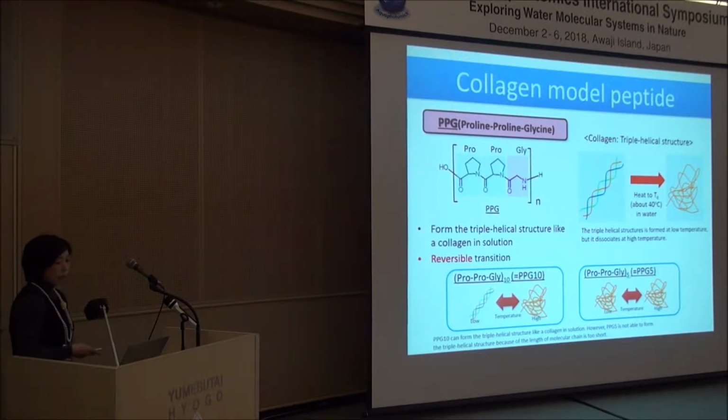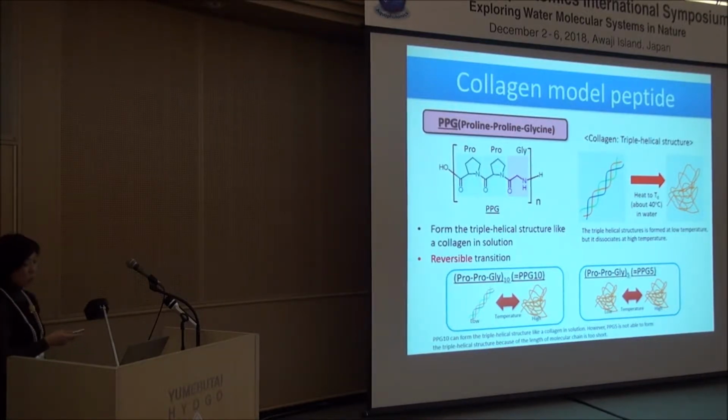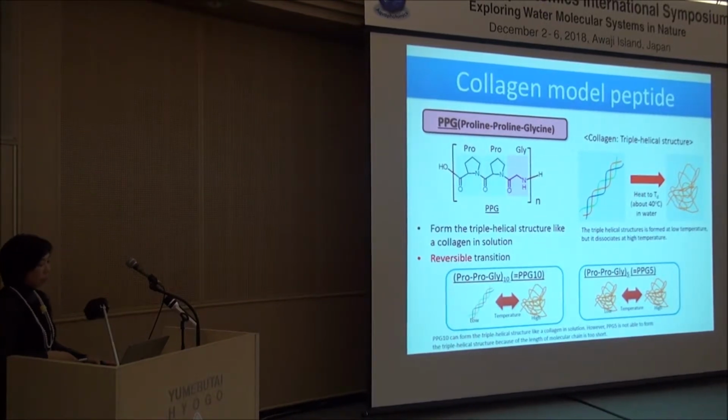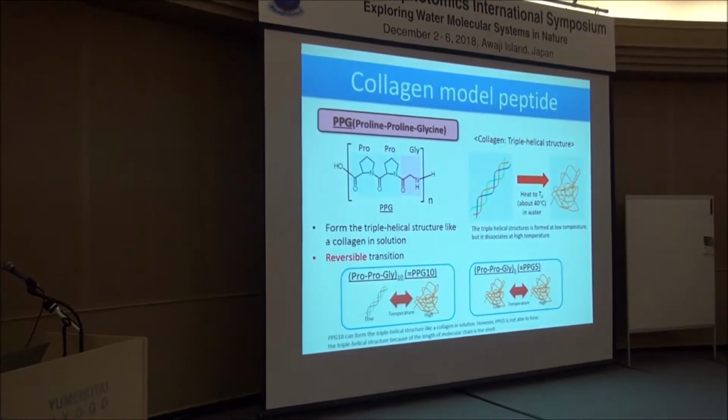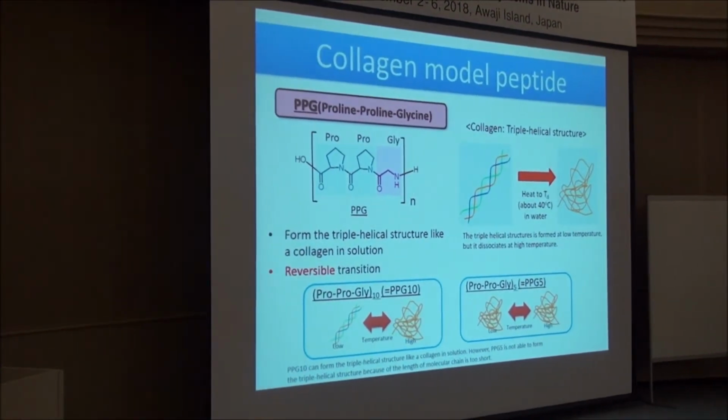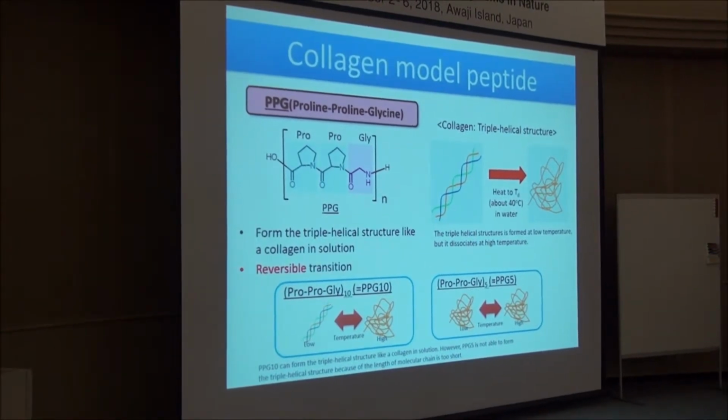Collagen is composed of glycine, proline, and hydroxyproline repeats. And it forms a triple helical structure in a temperature-dependent manner. The triple helical structure is formed at low temperature, but it dissociates at high temperature like this.